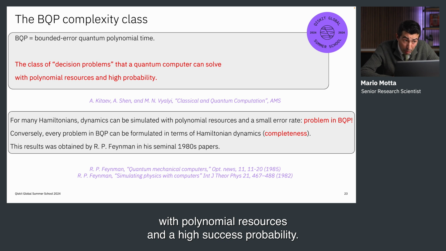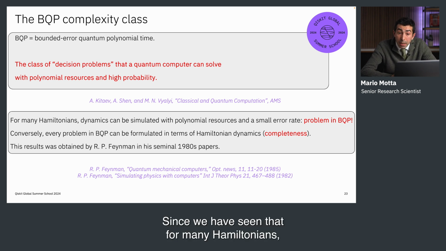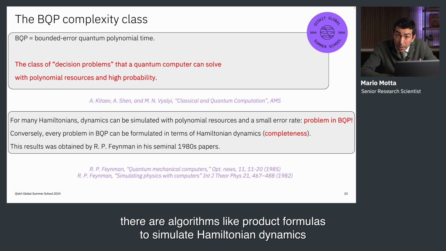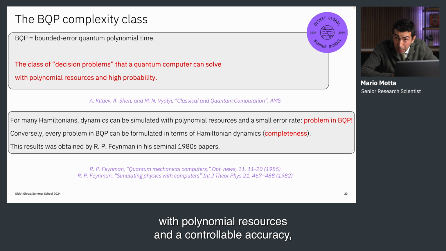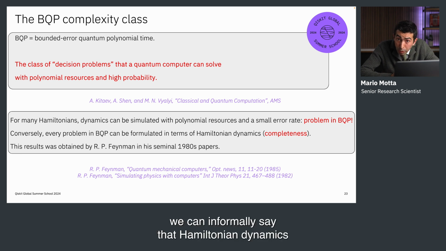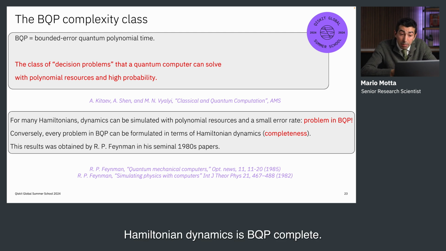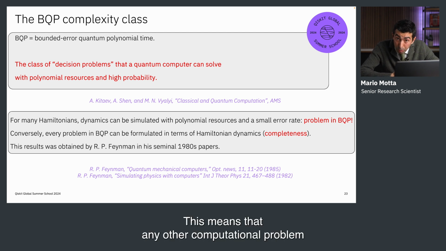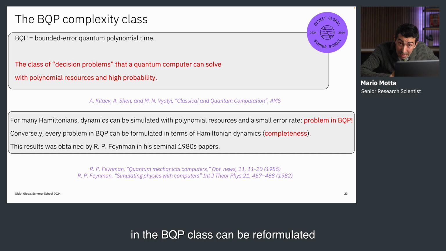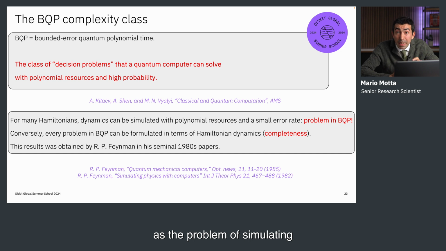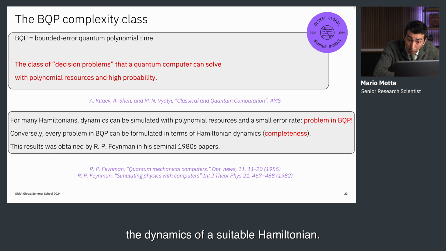a high success probability. Since we have seen that for many Hamiltonians there are algorithms like product formulas to simulate Hamiltonian dynamics with polynomial resources and a controllable accuracy, we can informally say that Hamiltonian dynamics is a problem in the BQP class. But there's something more. Hamiltonian dynamics is BQP complete. This means that any other computational problem in the BQP class can be reformulated as the problem of simulating the dynamics of a suitable Hamiltonian.